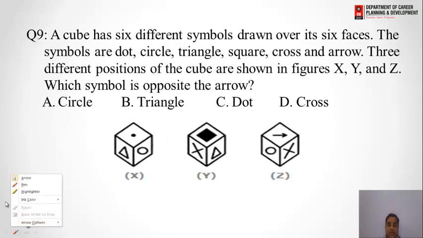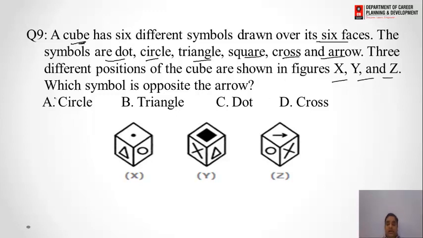The next is also a very important and very interesting question we have. The cube has 6 different symbols drawn on the 6 different faces. The symbols are dot, circle, triangle, square, cross and arrow. 3 different positions of the cube are shown as X, Y and Z. Which symbol is opposite to the arrow? We need to find that.